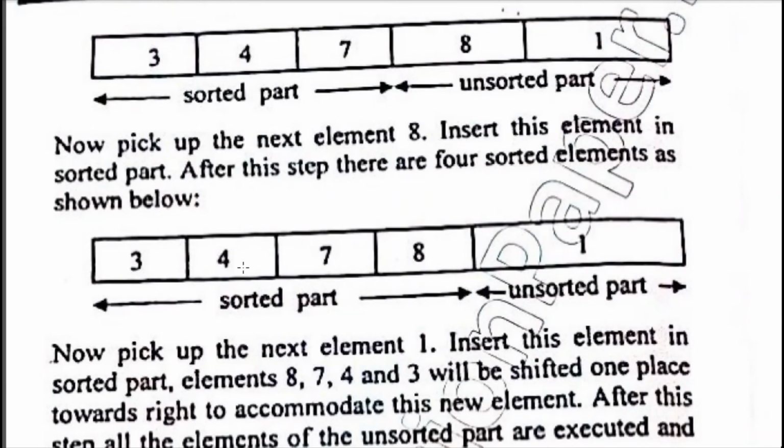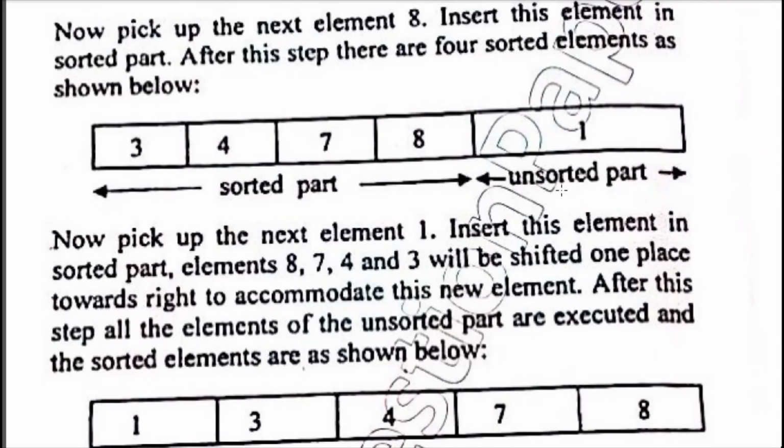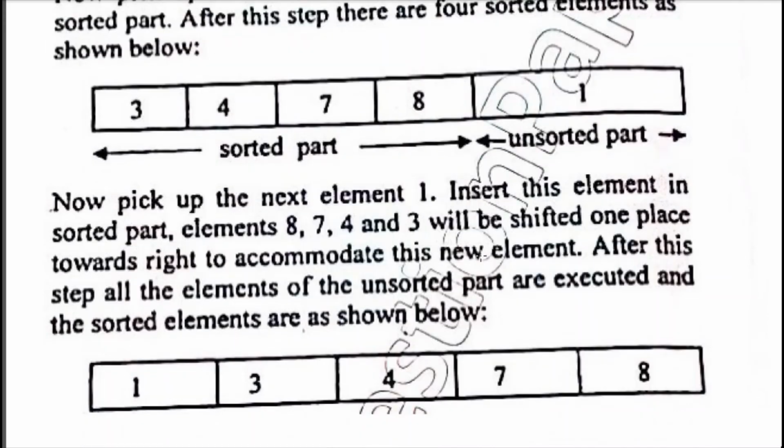So now we have a sorted part and an unsorted part. In the sorted part there are 4 elements, 3, 4, 7, 8, and in the unsorted part there is only one element, that is 1. Now we have to put this element 1 in the first position because all our other elements 3, 4, 7, 8 are greater than 1. So insert this element in the sorted part. Elements 8, 7, 4, 3 will be shifted one place towards the right to accommodate this new element.